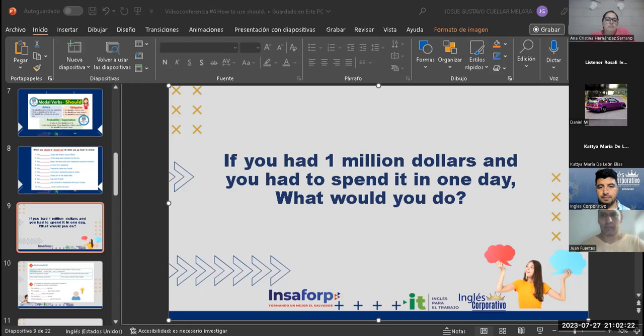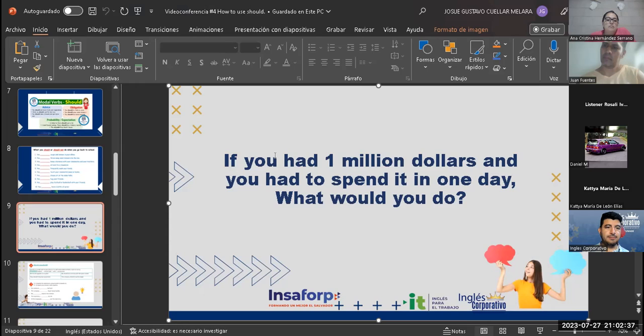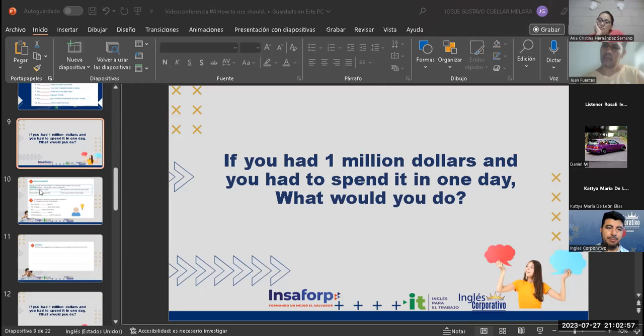Buy a big house for my family and help people in need and save the rest. Okay. Very interesting. I have heard that one of the first things that you say is like help your family, give money for food or house. I consider that that's really, really important.